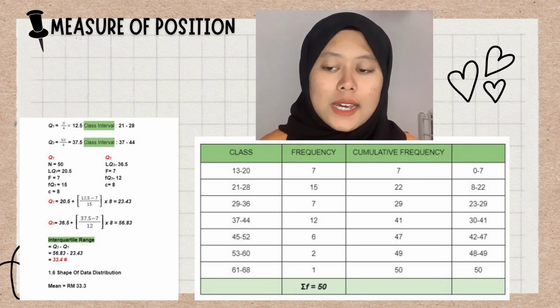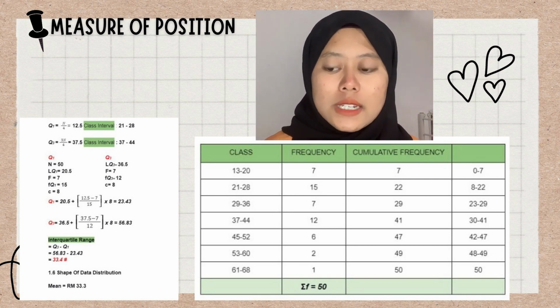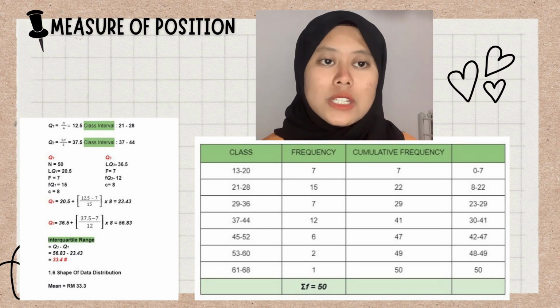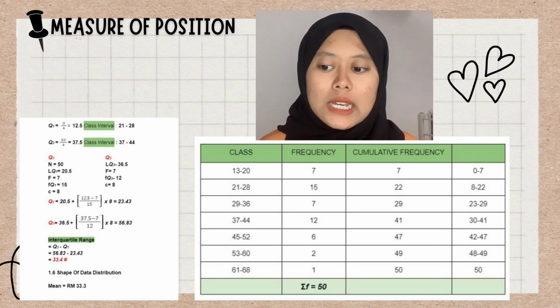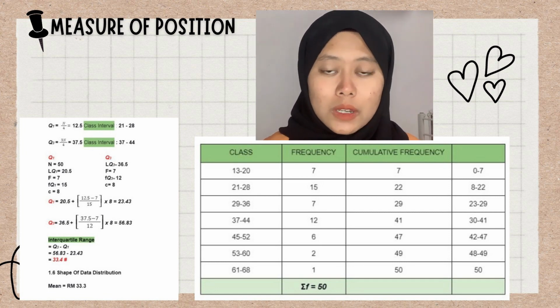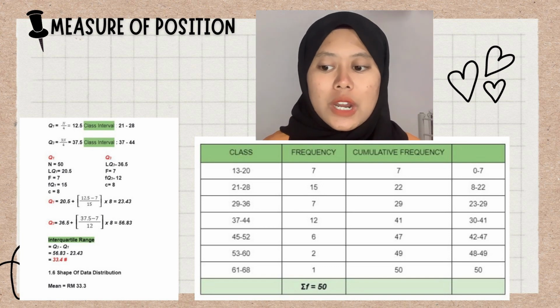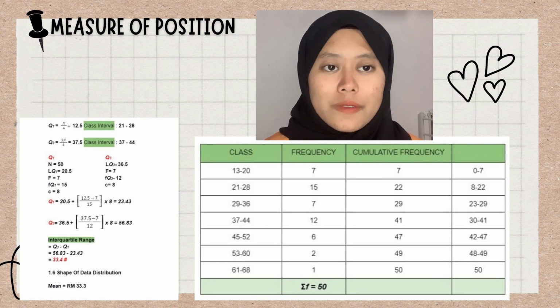Next, we need to find the answer for the interquartile range. The formula is Q3 subtract Q1. So 56.83 subtract 23.43. The total is 33.4.